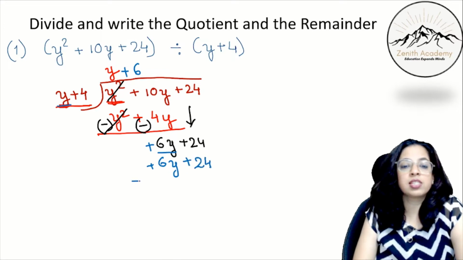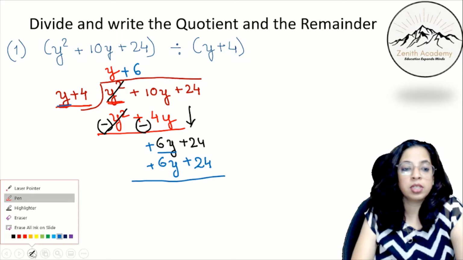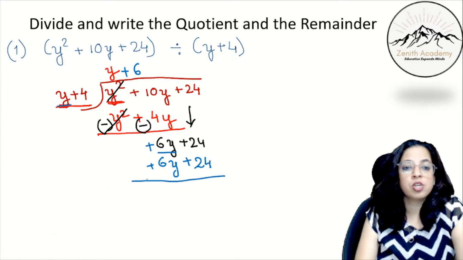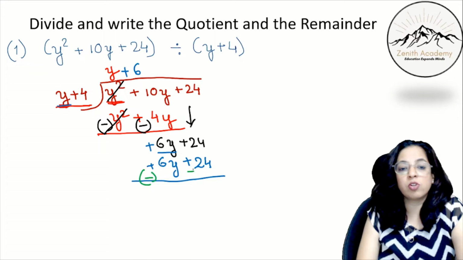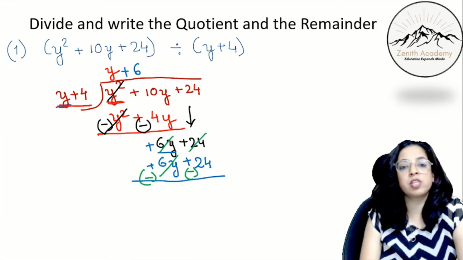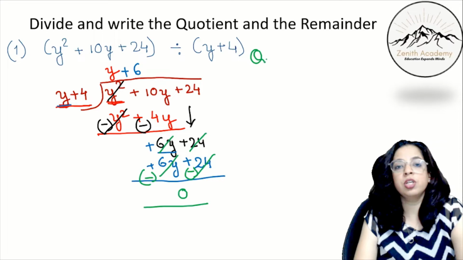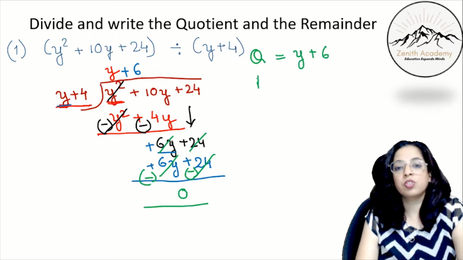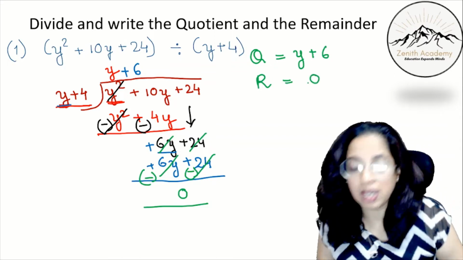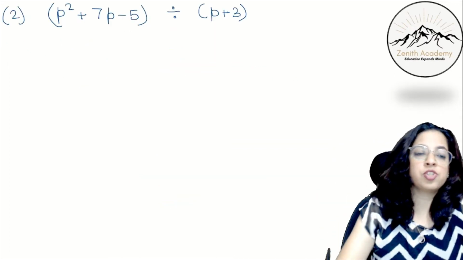Now since we are subtracting, the sign has to change. So this will be minus, this will also be minus. So plus 6y minus 6y gets cancelled, plus 24 minus 24 gets cancelled, and we get a 0 in the remainder. So what is the quotient? Quotient is equal to y plus 6. And what is remainder? Remainder is equal to 0. Is it clear? Let's go to the next question.